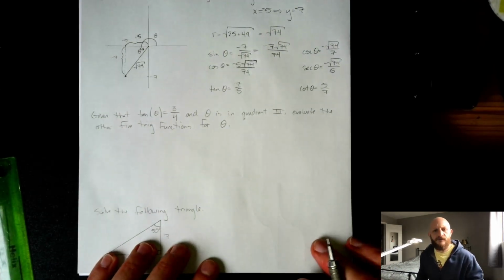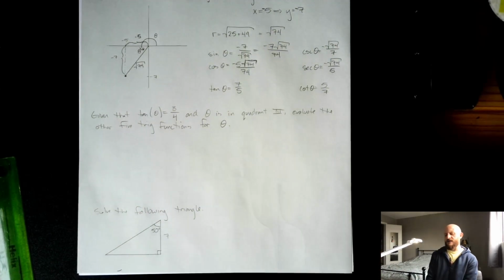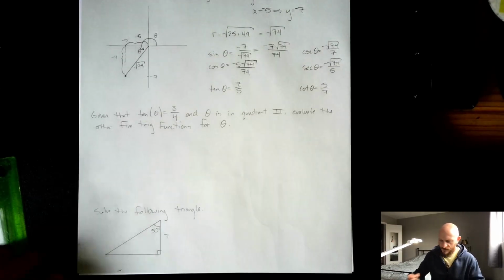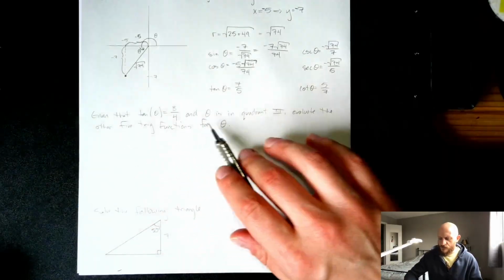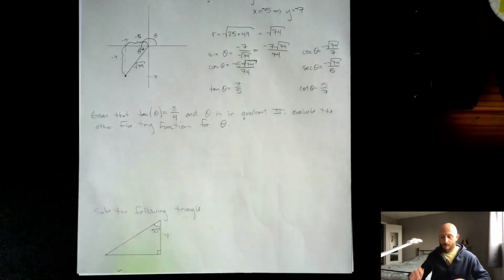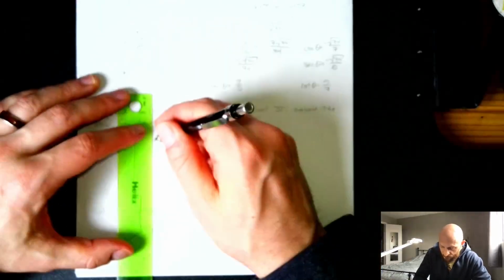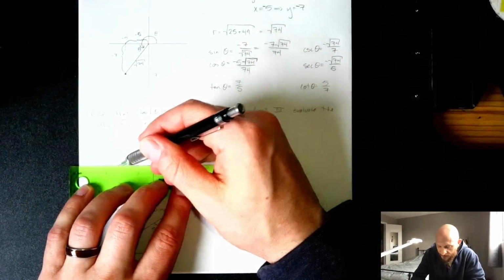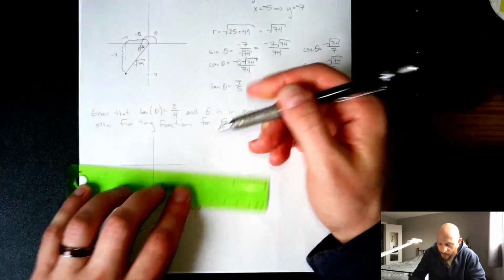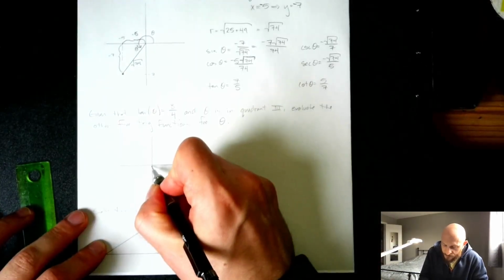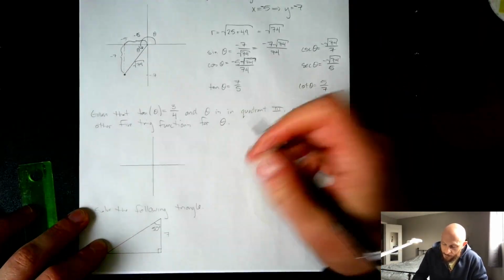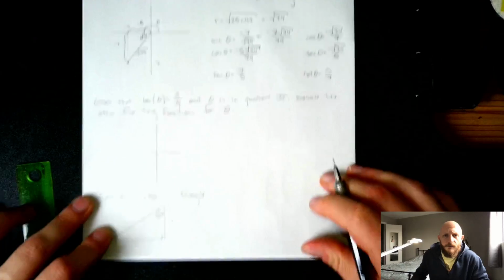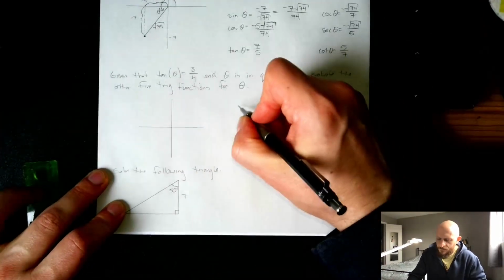All right, so the next question says, given that tangent theta equals 3 over 4, and theta is in quadrant 3, I guess we're working with another angle that's in quadrant 3, evaluate the other 5 trig functions for theta. All right, so once again, just a really quick sketch might be helpful. Here's my plane. I know that theta is in quadrant 3, so it's going to be over here somewhere, the bottom left.